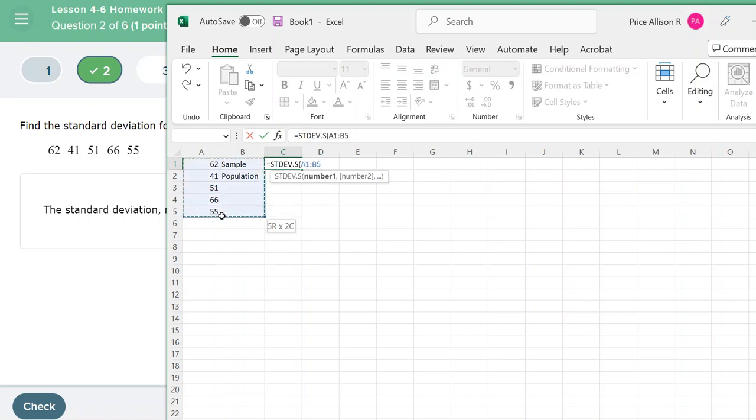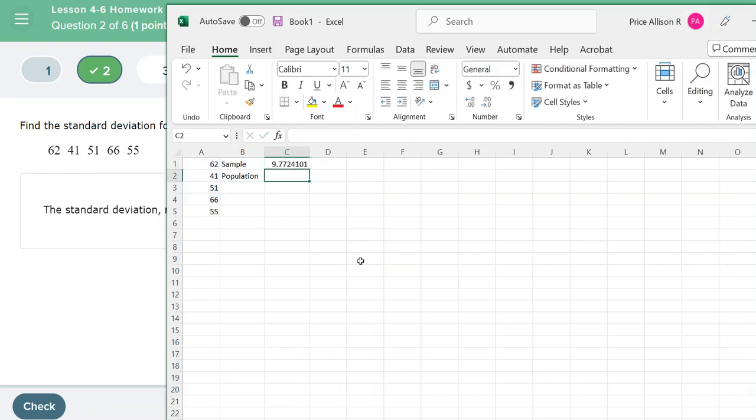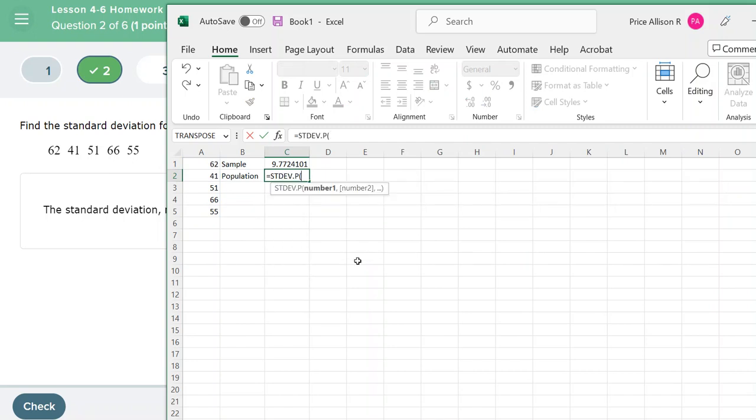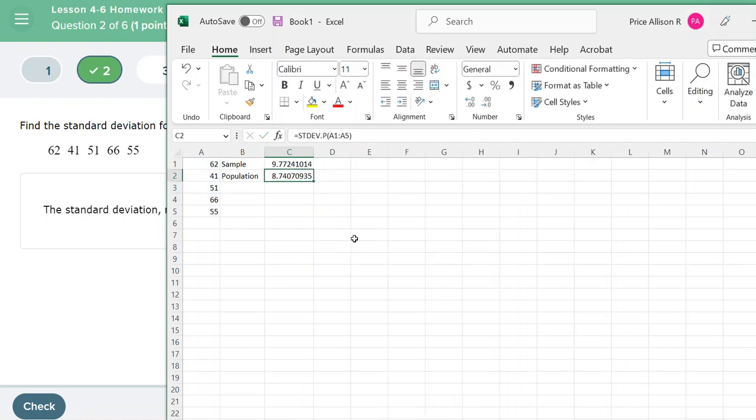And then I highlight the group that I want to use, close my parentheses, and we'll do it again for equals stdev.p, highlight, and we can see that those values are significantly different.